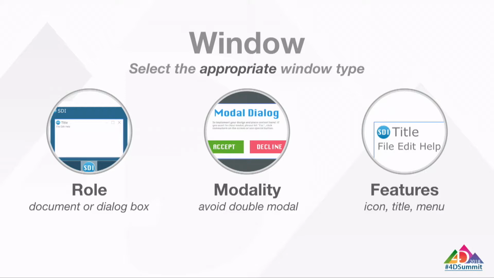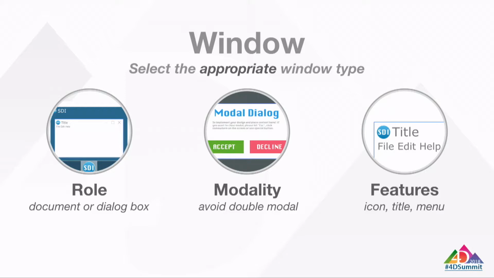And third, you want to look at different features. Now, in SDI mode, most windows didn't have a menu. No child window would have a menu. And you probably know that some windows have a title bar, some have an icon, and these are very important features when you run an application in SDI.